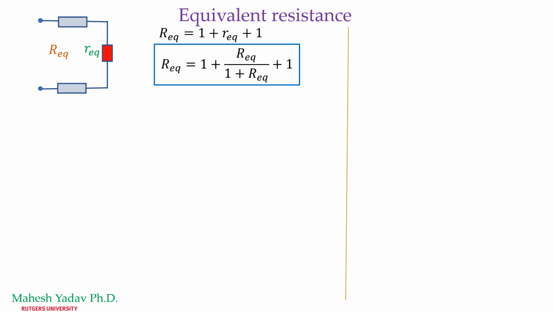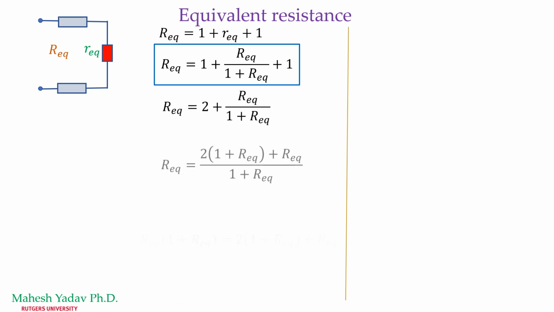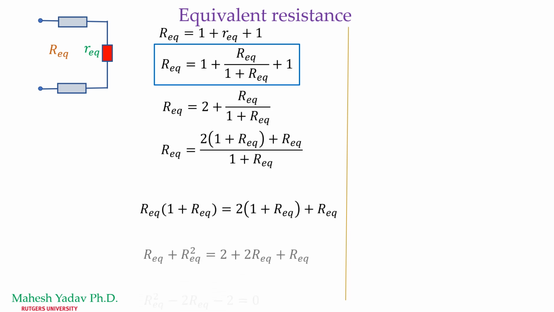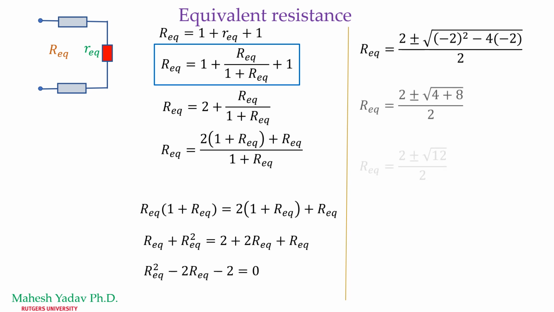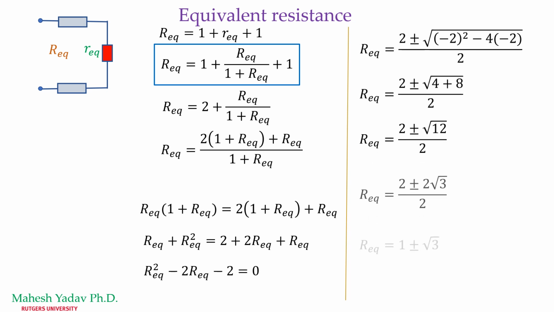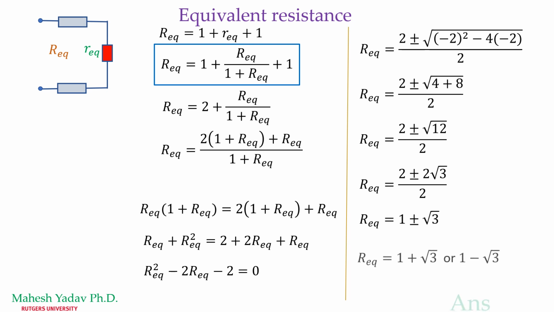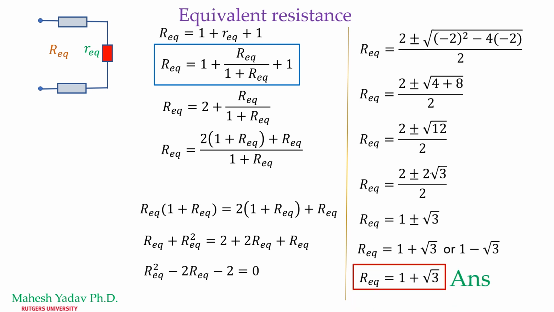When solving this equation, we get a quadratic equation. When solving the quadratic equation, we get 2 solutions: a positive value, which is 1 plus square root of 3, and a negative value, which is 1 minus square root of 3. We ignore the negative value. Hence, the answer is the positive value, which is 1 plus square root of 3.